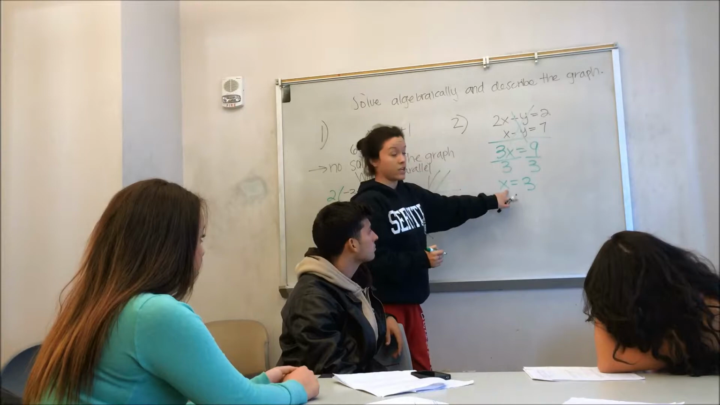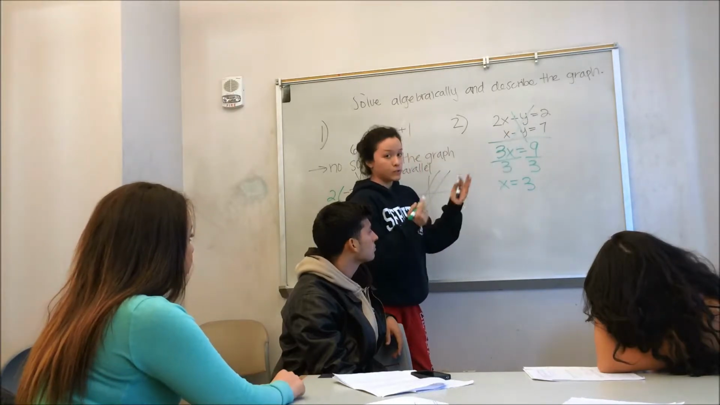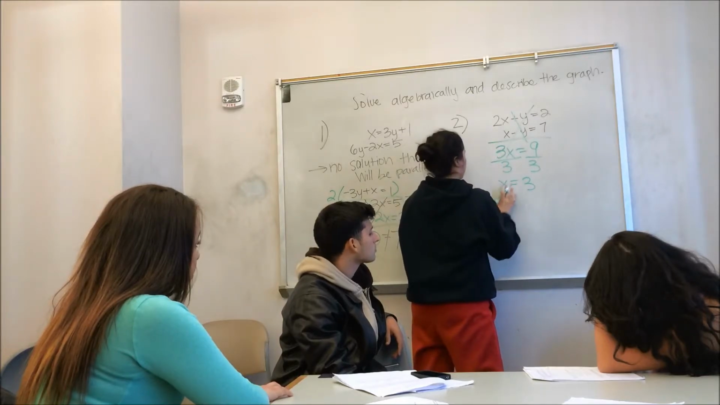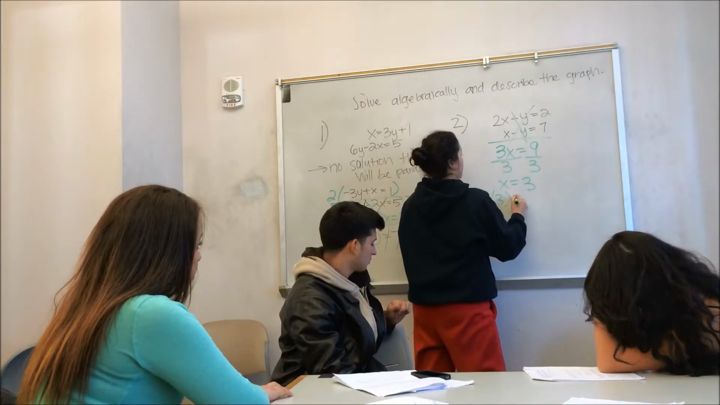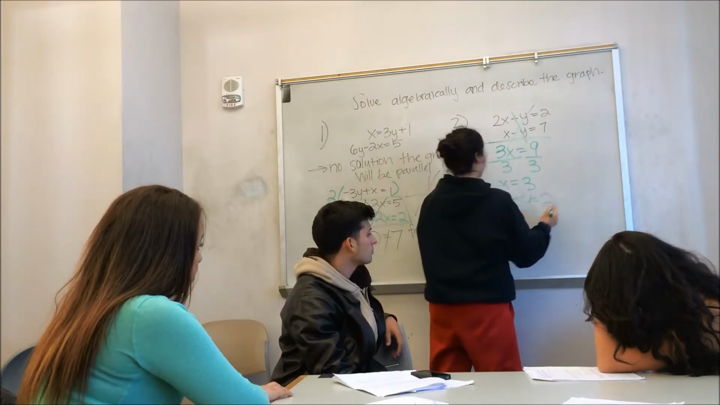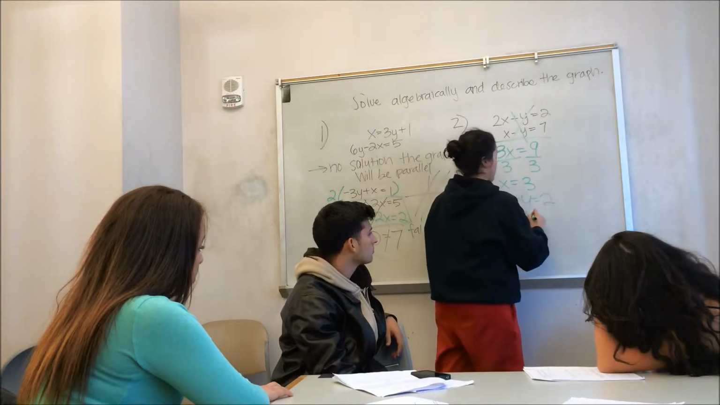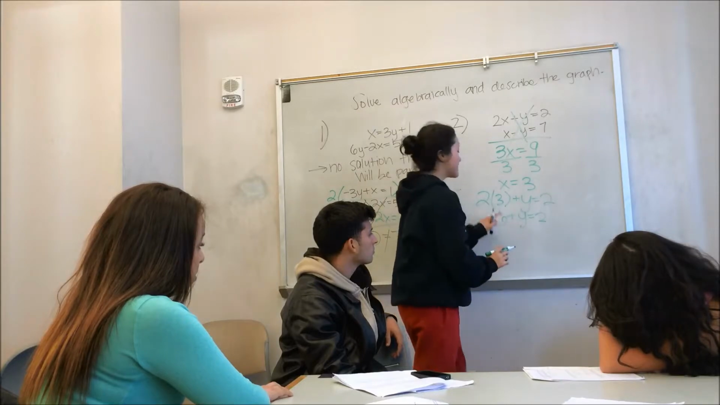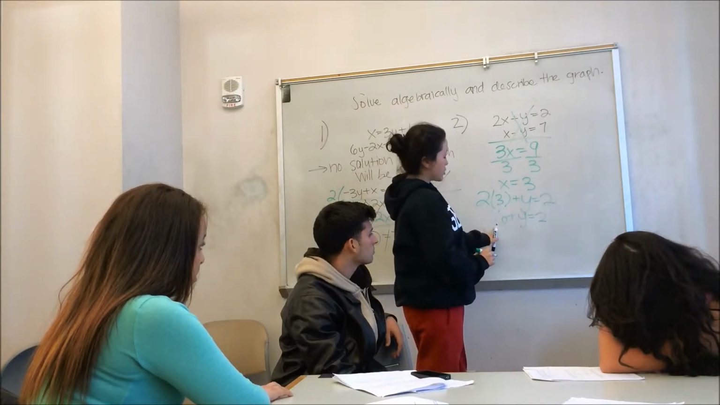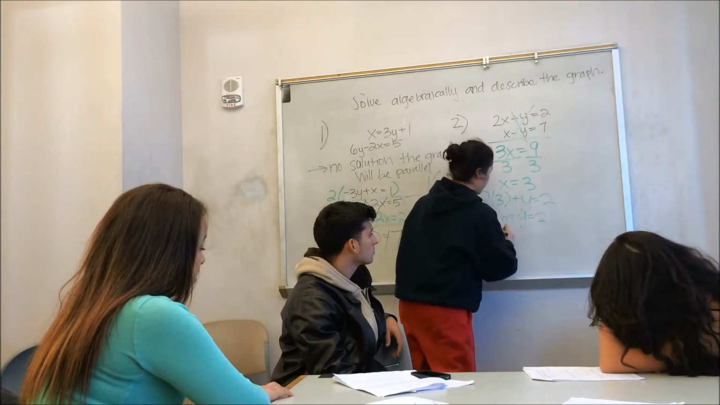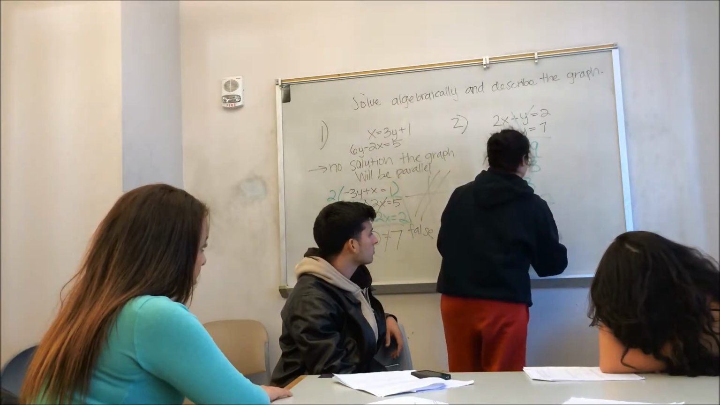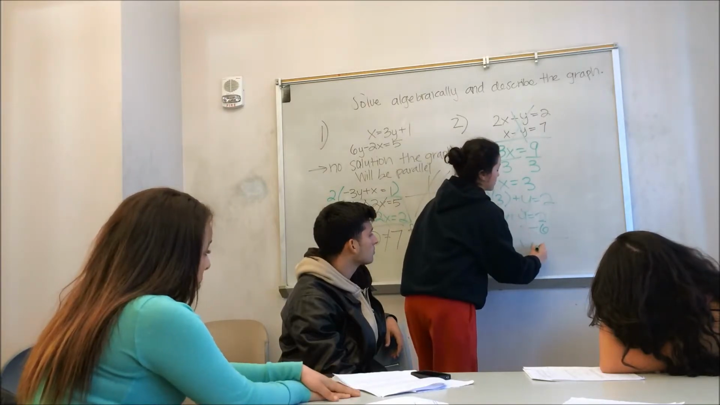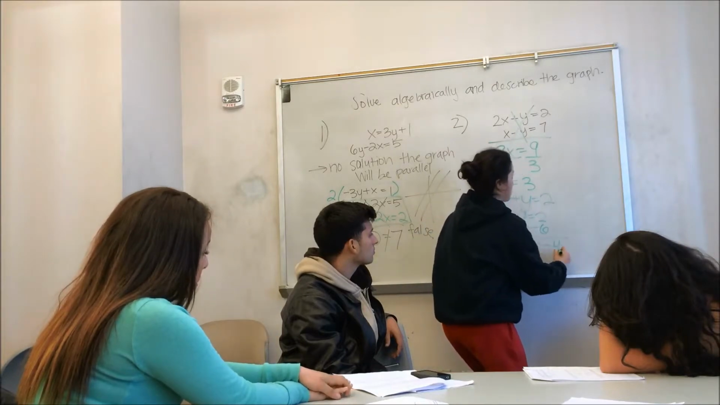Now you're given x, but you still need to find y. So what you can do is just plug it in to either one. So 2 times 3 plus y equals 2. So that's 6 plus y equals 2. Okay, now we want to subtract 6 on both sides. I was assuming that you guys know, but I shouldn't, so I'll explain it. And you're left with y equals negative 4.